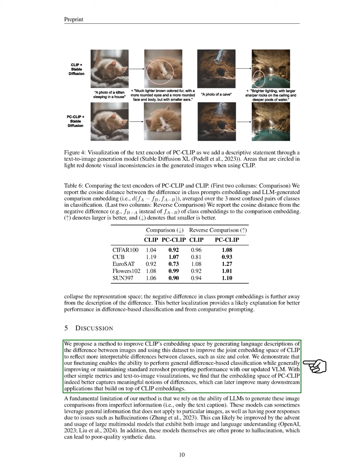We propose a method to enhance CLIP's embedding space by generating language descriptions of image differences, which helps create a more interpretable joint embedding space reflecting differences like size and color. Our fine-tuning allows for effective difference-based classification while maintaining or improving standard zero-shot performance with our updated VLM. Using various metrics and text-to-image visualizations, we find that the PC CLIP embedding space captures meaningful differences, benefiting downstream applications that rely on CLIP embeddings.